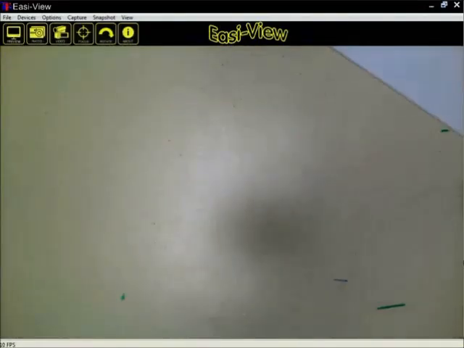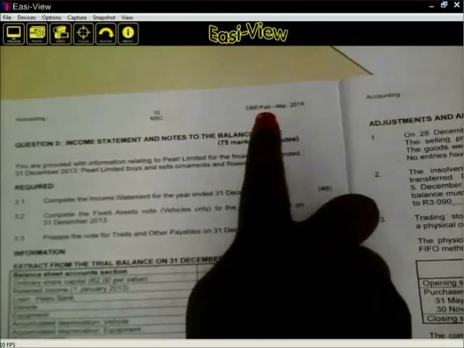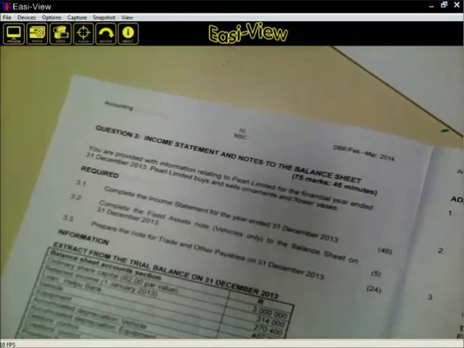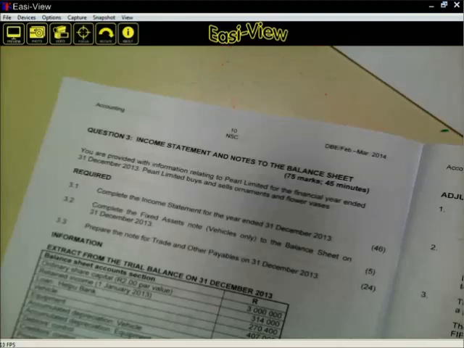Every time you write an income statement, I want us to move to another paper, the supplementary paper for 2014. It's for the learners who have just written the paper two weeks back. It was written as a supplementary in February, March 2014. It's also question 3 of the income statement and the notes to the balance sheet.